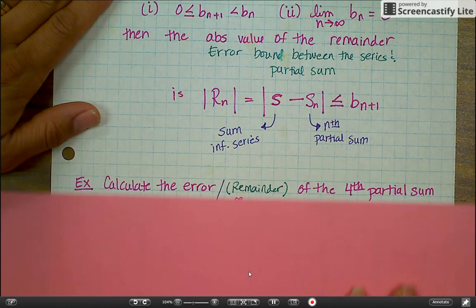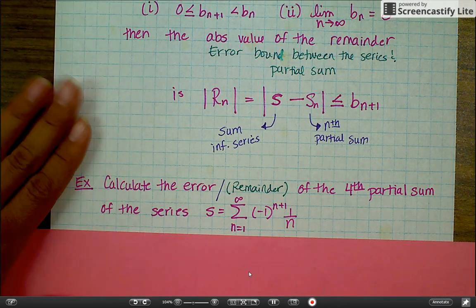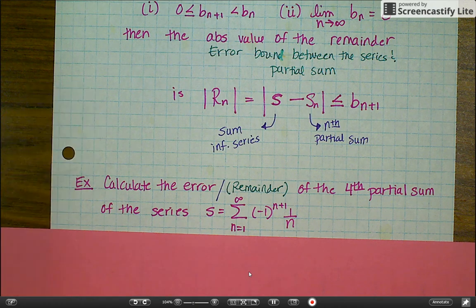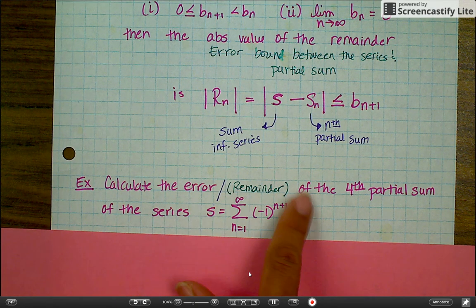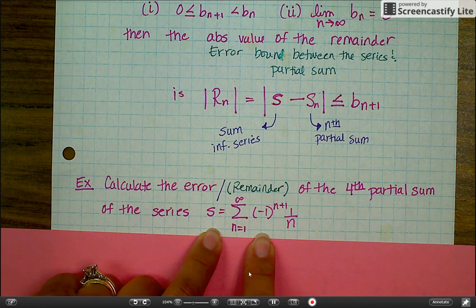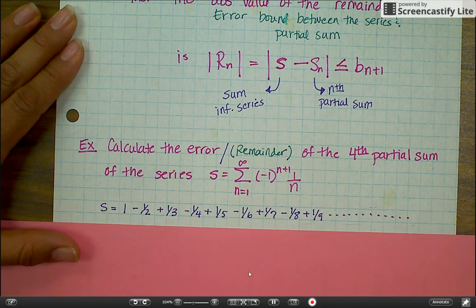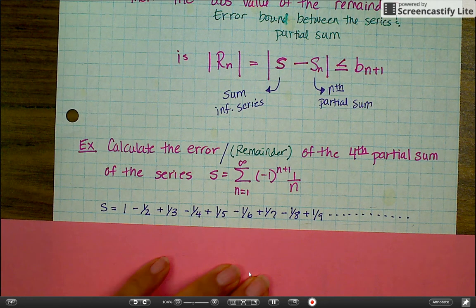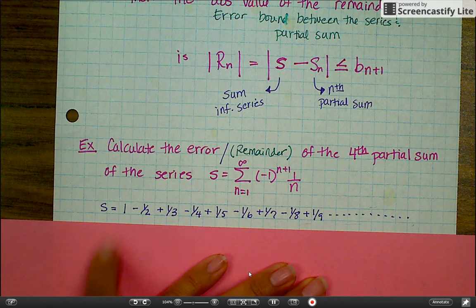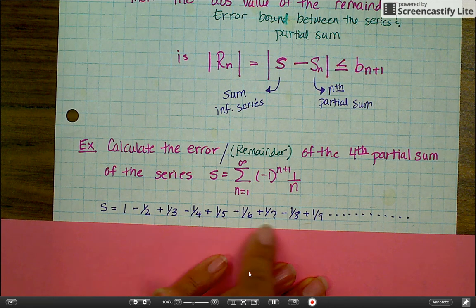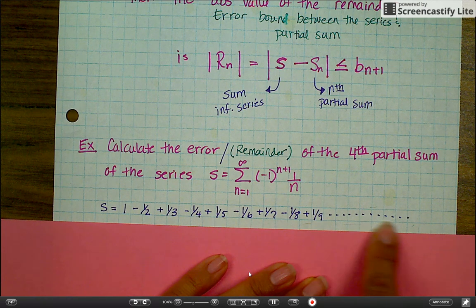All right, so what do we mean by this? Suppose that we have this problem. It says calculate the error/remainder of the fourth partial sum of the series. And here's our series. It is the alternating harmonic series. So what would we do? Well, first I would look at what the alternating series looks like. Here it is, 1 minus 1/2 plus 1/3 minus 1/4, and so on and so forth. And we go on forever.